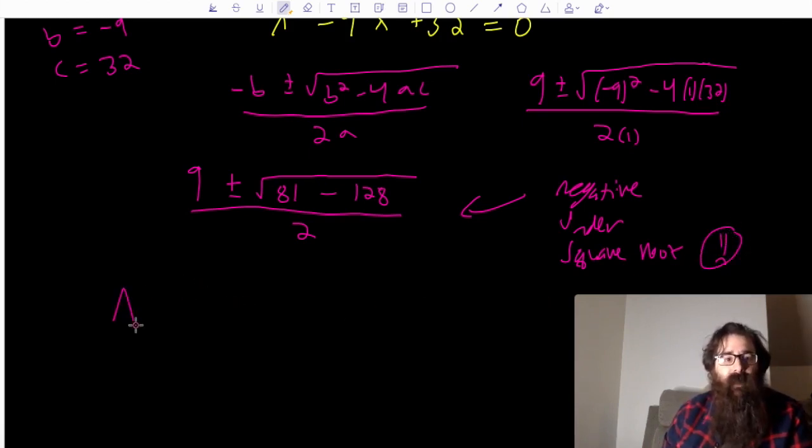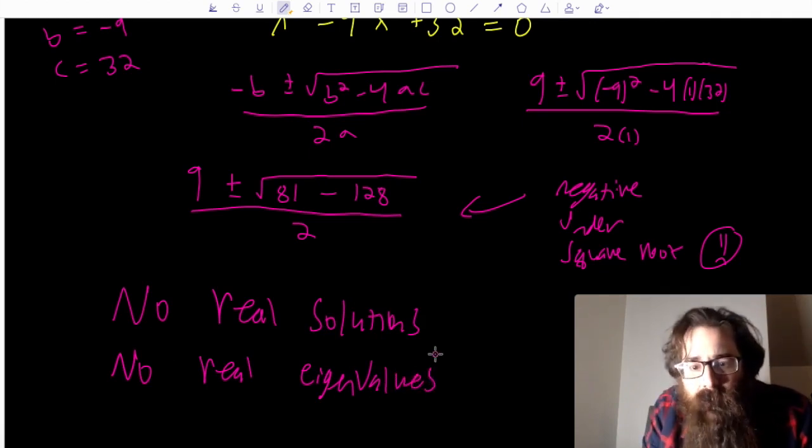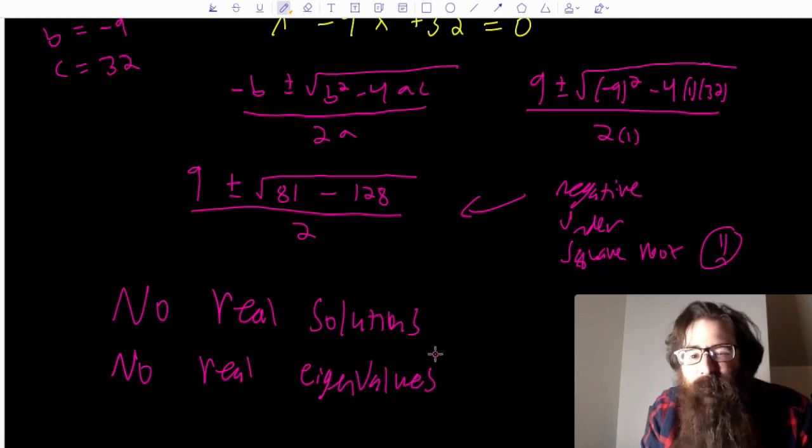This means we have no real solutions, or this means we really have no real eigenvalues. Is there such a thing as complex eigenvalues? You bet there is. Can we work with them? Yeah, we definitely can.